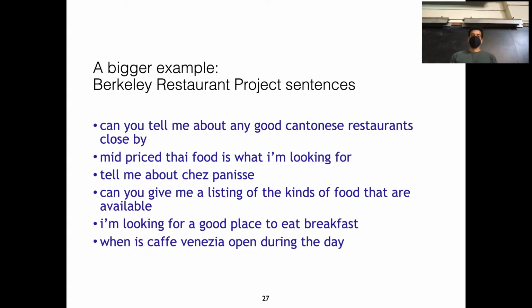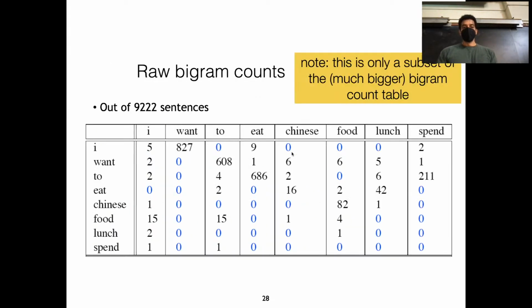All right, so let's look at a slightly less synthetic example. This is from a data set of sentences about restaurants, I think restaurant reviews. So you can see some examples of the sentences here. I'm looking for a good place to eat breakfast. Mid-price Thai food is what I'm looking for. And I want to train, again, a bigram model on this.